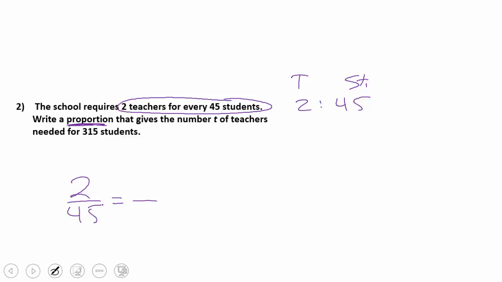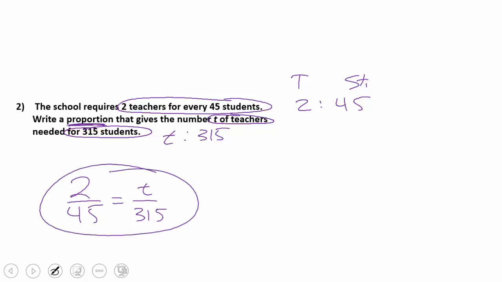And then I continue to mark my text. It says write a proportion that gives T number of teachers for 315 students. So that's T to 315. There's my second rate, T over 315. So this right here is one of 8 correct proportions I could write for this problem. But this one shows you in rates, teachers to students as I wrote it.